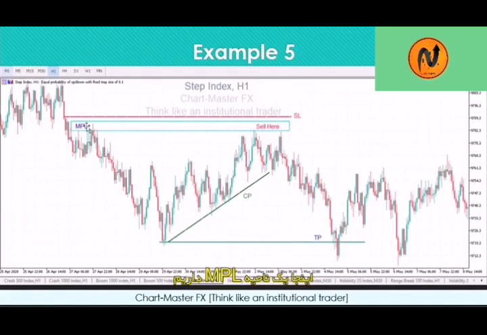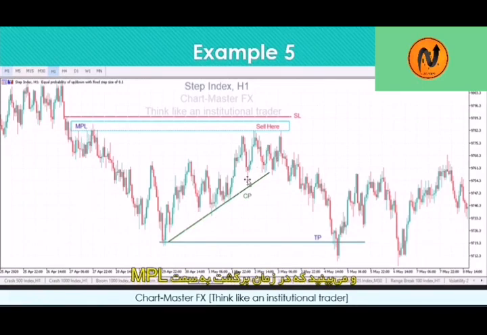So we are on example number 5 on Step Index H1. This one, guys, we have an MPL area here. This was not a shift in momentum. As you can see, there was no strong momentum to the downside. So an MPL located in a movement of price where there was no strong movement to the downside might have its disadvantages, because maybe if the price comes here, it might not respect the MPL. But usually, if we just know that there's a good decision point here, you can place a trade. But placing a trade where there's a strong momentum to the downside actually gives you confluence.